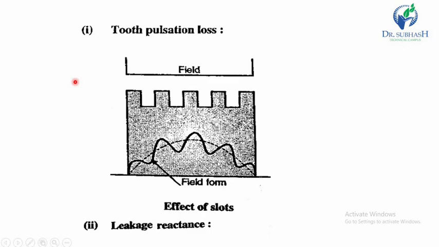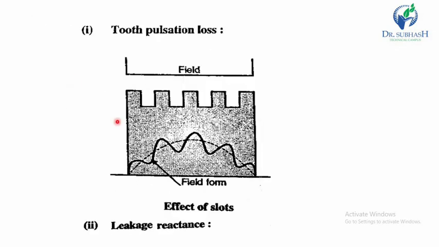So as a designer or as an engineer, we have to select a number of slots such that there should be minimum variation of reluctance in the air gap, and this is achieved by using a large number of narrow slots.